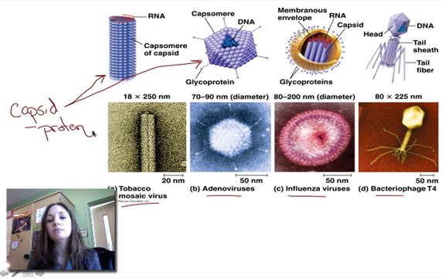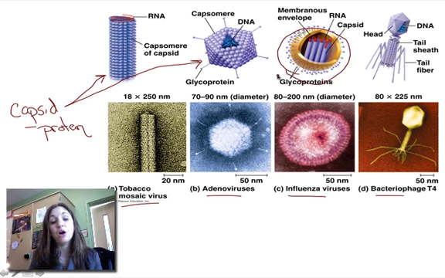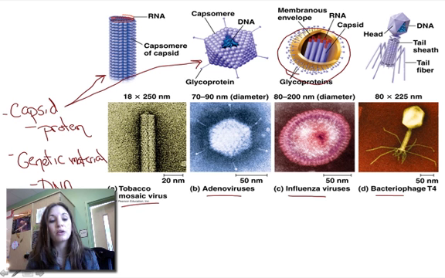Now, some viruses also have this membrane envelope, and you can see that here in the influenza virus that surrounds the capsid, but that's not found in all viruses. So we have the capsid. And then we have the genetic material. And the genetic material can either be DNA, or in the case of retroviruses, it can be RNA.